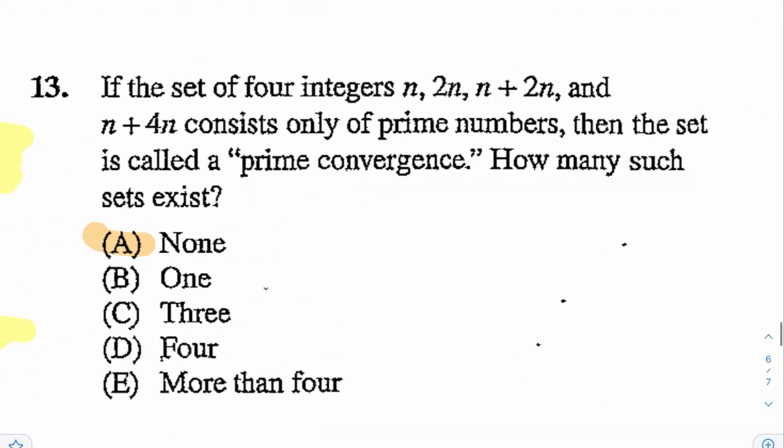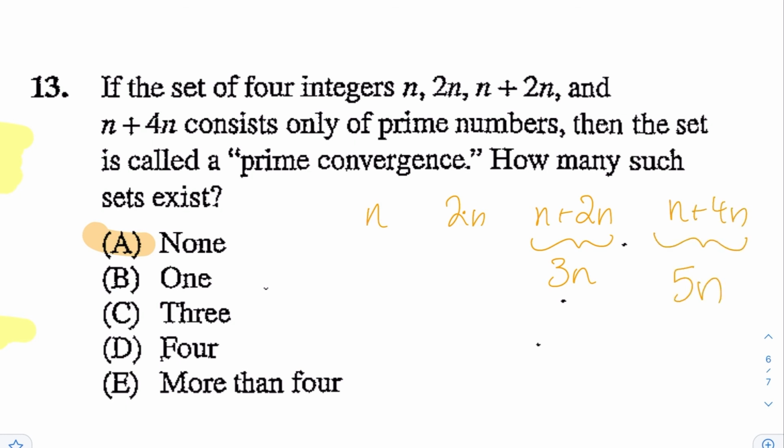Next for number 13: if the set of four integers n, n plus 2n, and n plus 4n consists only of prime numbers, then the set can be called prime convergence. How many such sets exist? So here you have the set n, n plus 2n, which is just 3n, and n plus 4n, which is 5n. So you want a set of these numbers in which they are all prime.